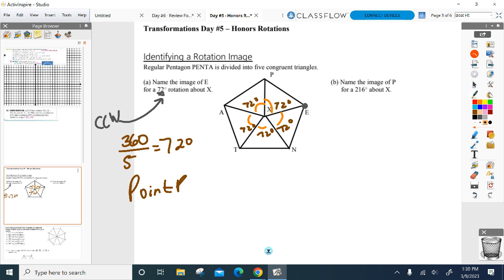All right, now let me up the degree measure. Now we're going to start at point P and rotate it 216. But I can only rotate 72. How can I rotate 216 then? I only can rotate 72. But if you rotate another 72, how many total degrees have you gone if you rotate a second time?